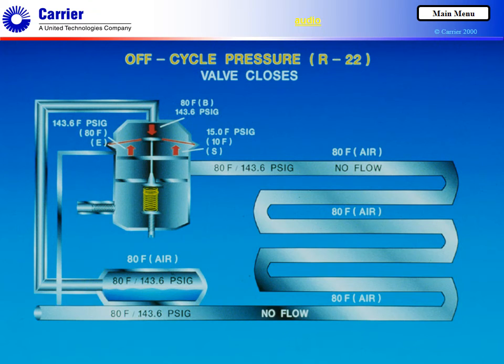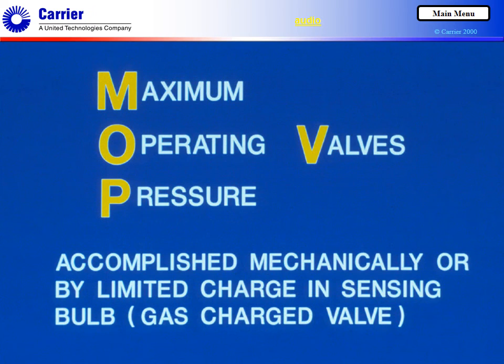Consequently, the bulb pressure above the diaphragm becomes a powerful opening force that tends to slam the valve fully open. As a result, liquid refrigerant is likely to flood the compressor before the valve regains control. Due to these difficulties and others, virtually all air conditioning systems using thermostatic expansion valves limit the maximum pressure that can develop in the evaporator.